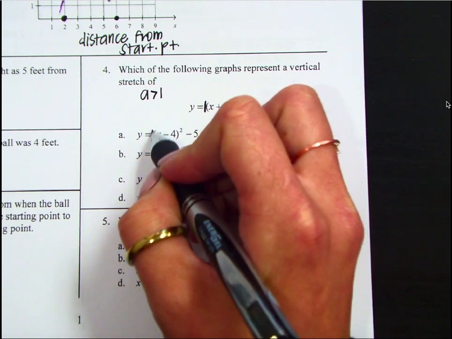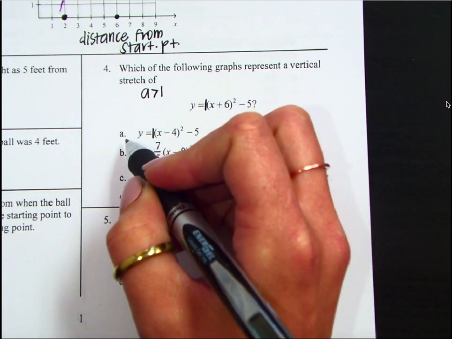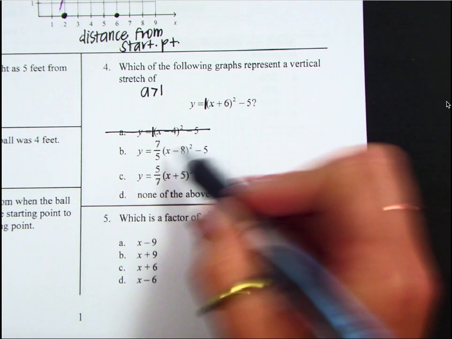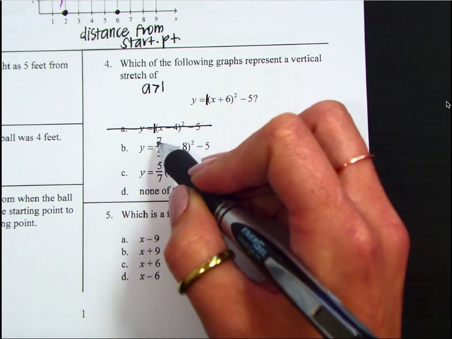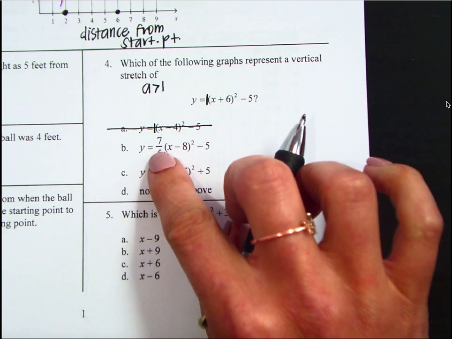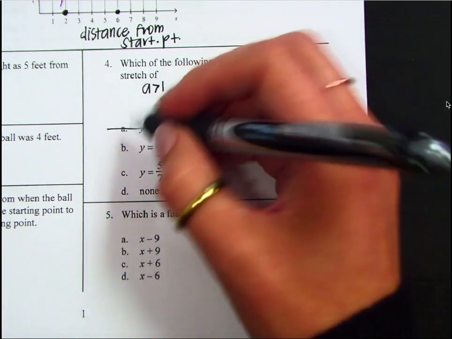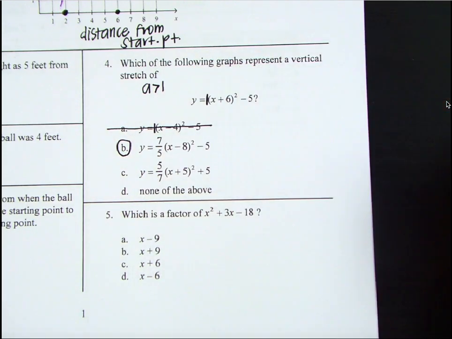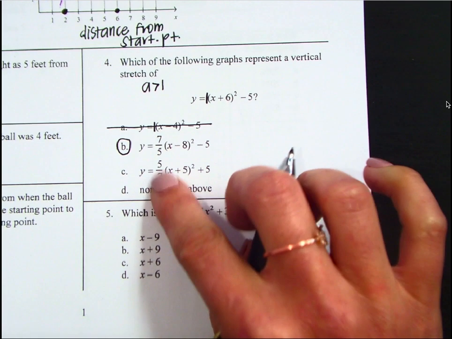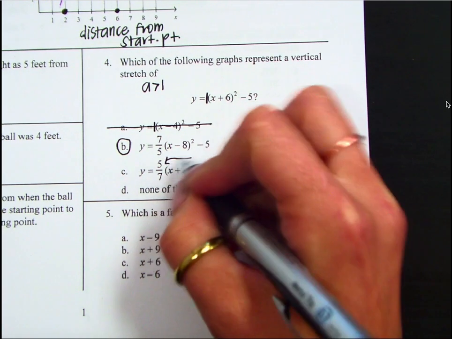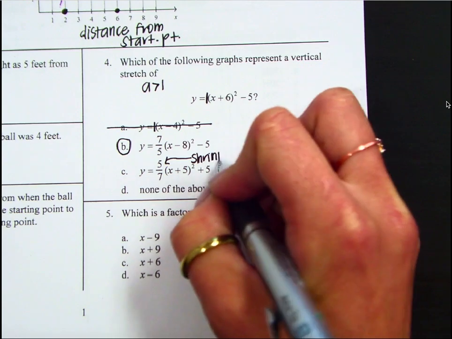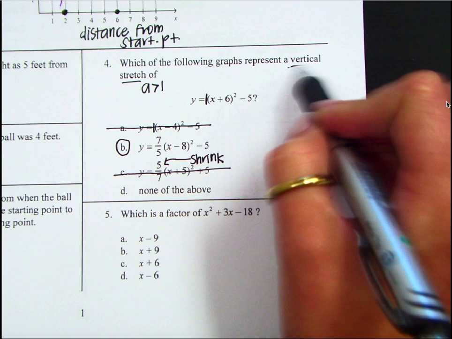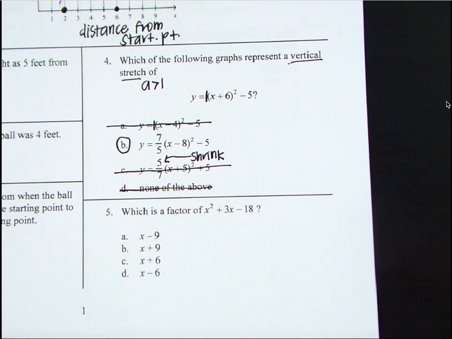And right here, it's also 1, which means it's going to stay the same. It's not a stretch or a shrink. Right here, 7 over 5 is a number greater than 1. That's greater than this a value here. So that would be a vertical stretch. Part C, 5 over 7 is actually going to represent a vertical shrink because that number is less than 1. So we're not going to choose that because, again, looking for the vertical stretch, and it can't be D then.